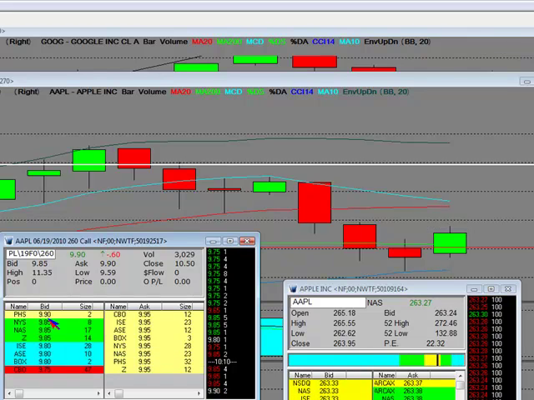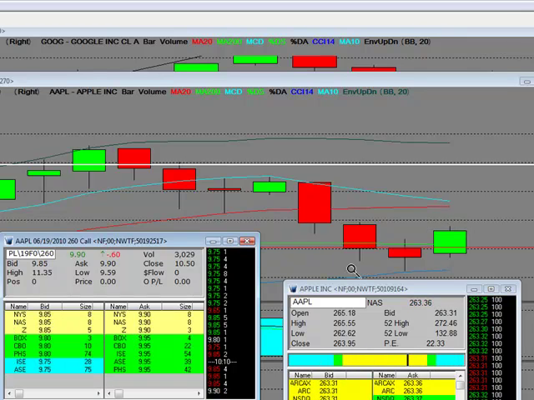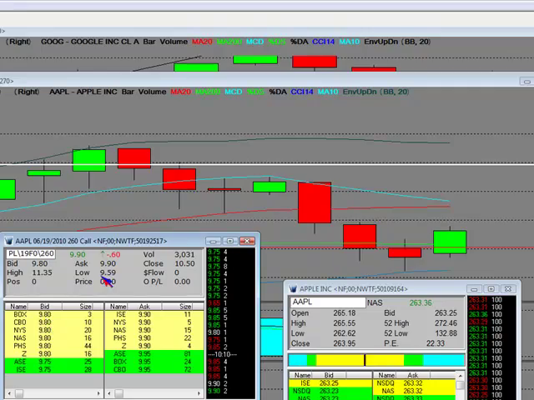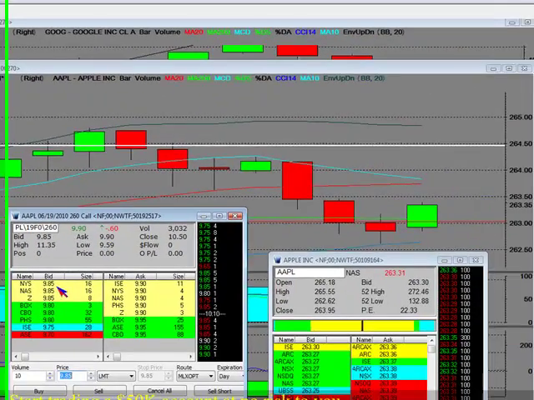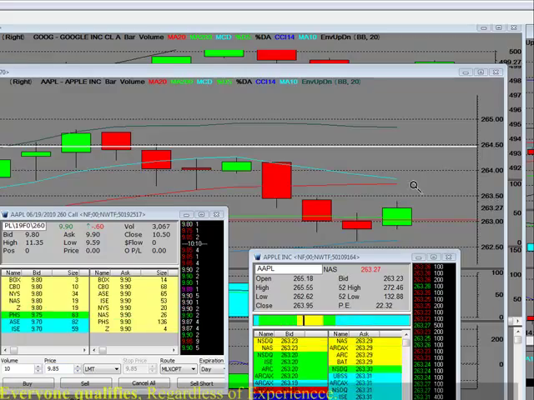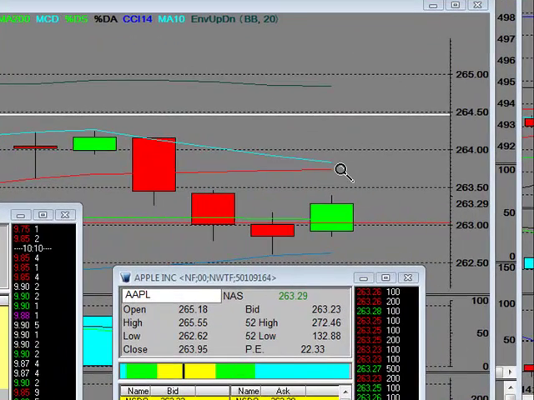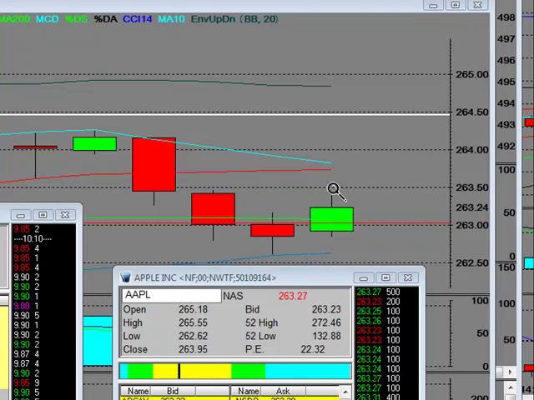Entry here. And let it be known on this videotape, as I'm long the stock, price action held here on the 260 call, and I'm in it. Period. We're going to have bids out to sell right into that red line. So I'm going to put bids out at 263.55 to come off of that long trade.